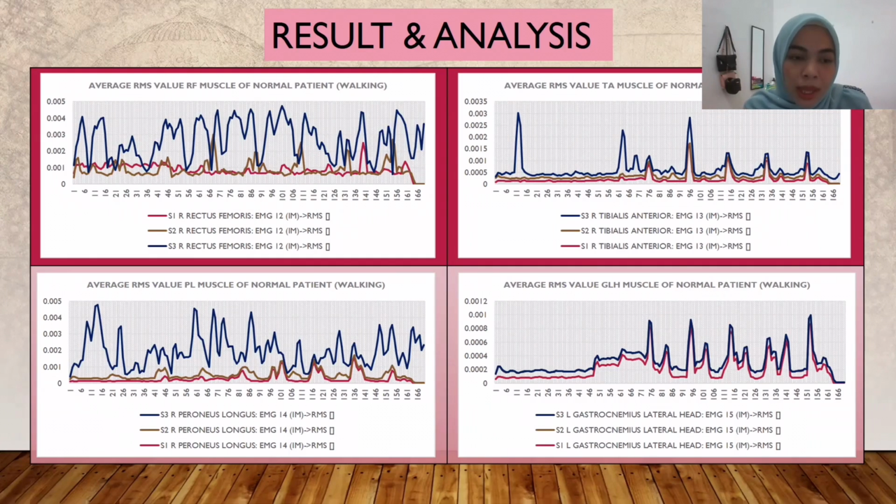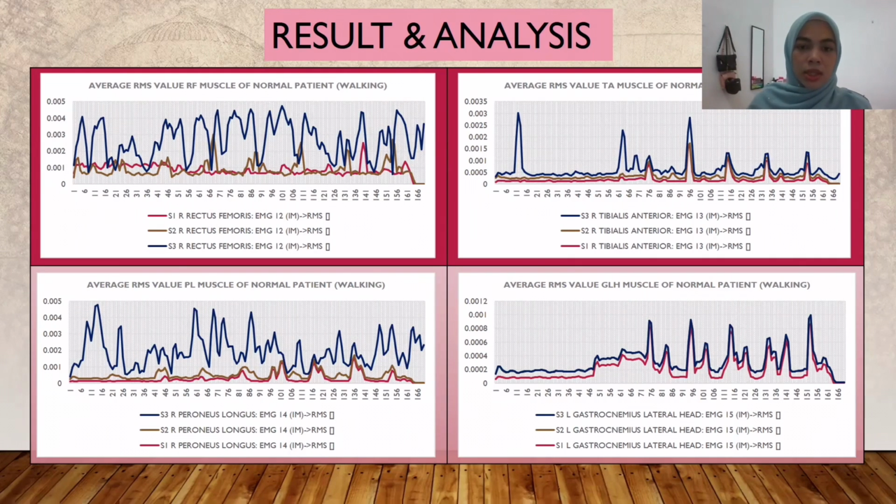So S3 has a higher contraction of muscle. There are a few possibilities why this happens. First, the muscle of sample three is really in a stress condition. That is why the EMG sensor detects a higher contraction, a higher muscle signal. And the second one is the presence of external noise that may affect the electrical signal.